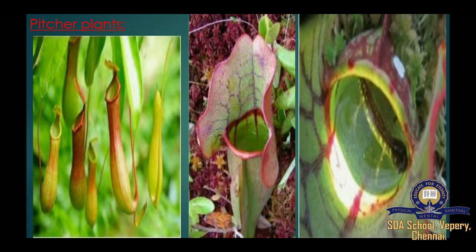Pitcher plants have leaves shaped like pitchers that attract prey with a sweet, slippery liquid and then digest them after they've fallen in. Venus flytraps have leaves that snap shut on insects and small animals when they touch them, trapping and digesting them.